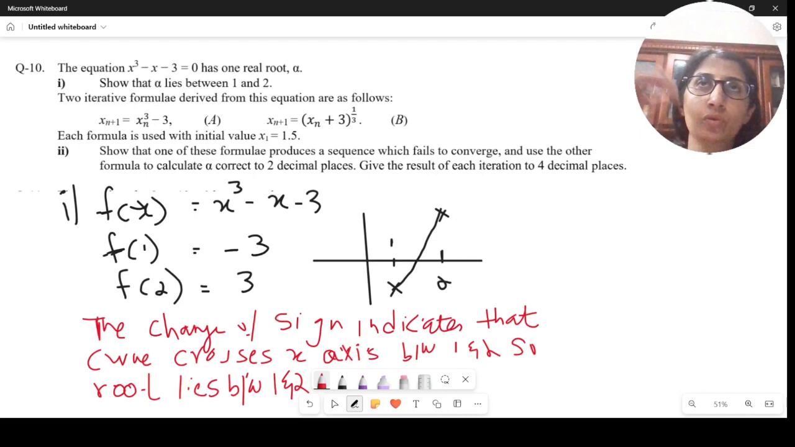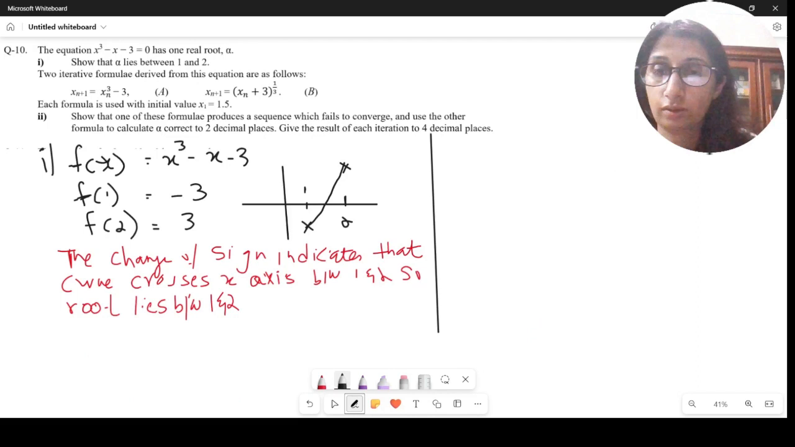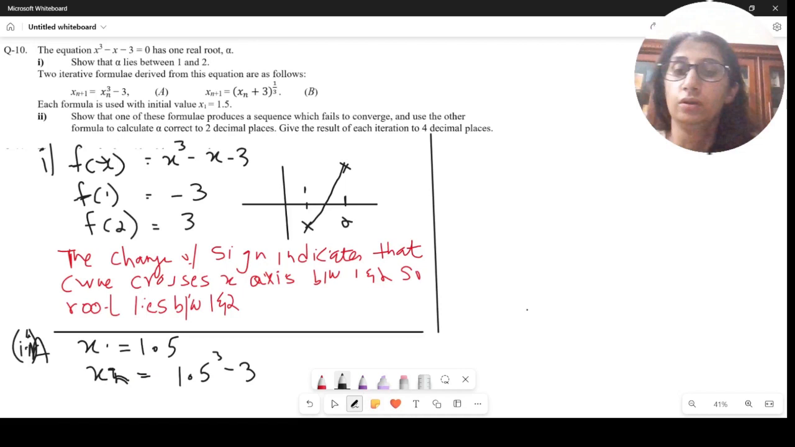So for A, x1 is 1.5. For x2, we'll write 1.5 cubed minus 3. So writing 1.5 equals, that's stored in the answer key, and I'm writing answer cubed minus 3 equals, so the first answer is 0.375. Okay, since it says 4 decimal places, here we will definitely write a 0 as well. Okay, then x3, press equals to again, that gives a negative answer, minus 2.947.